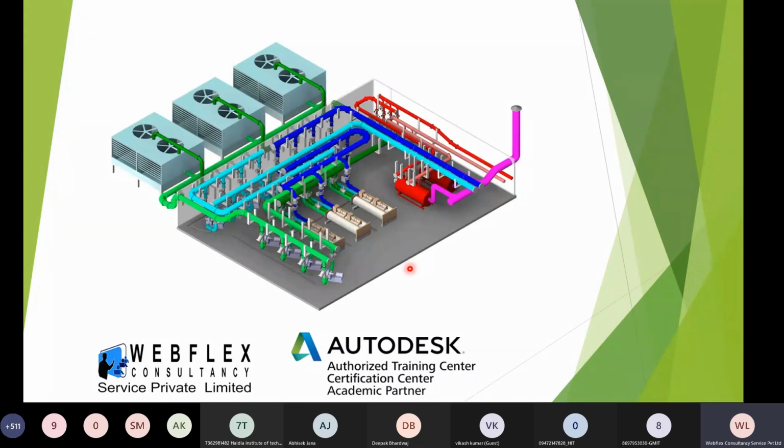And this is the rendered image. It's the AHU, the air handling unit. You can see that the air is supplied to the entire building. So these types of models are basically done in the Revit software.